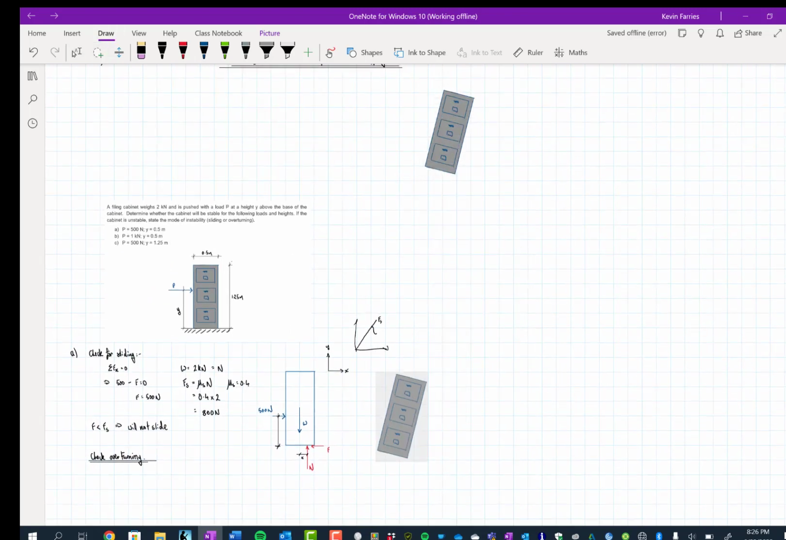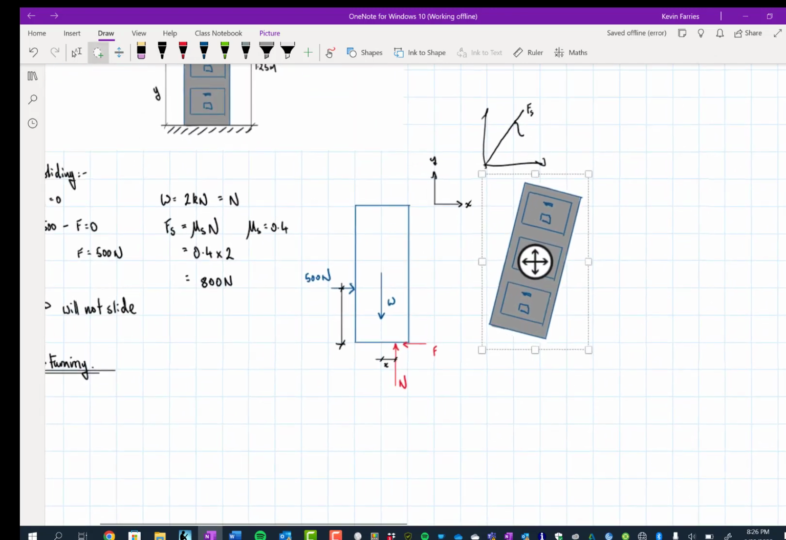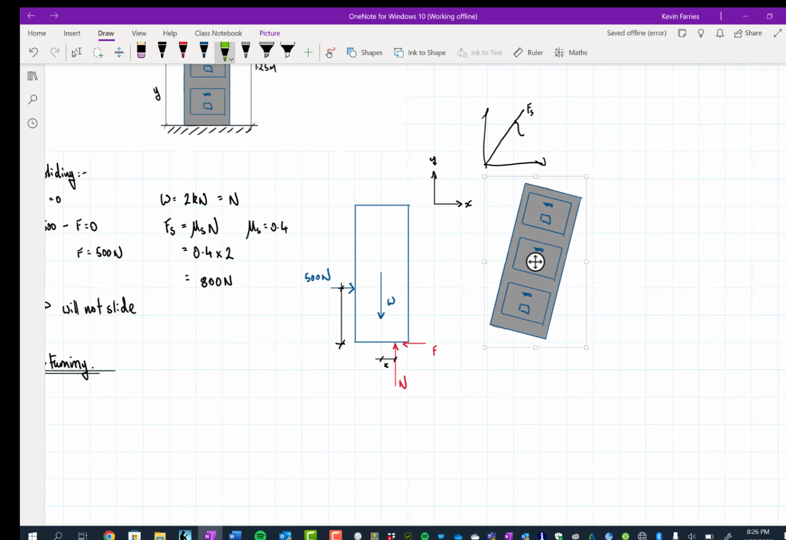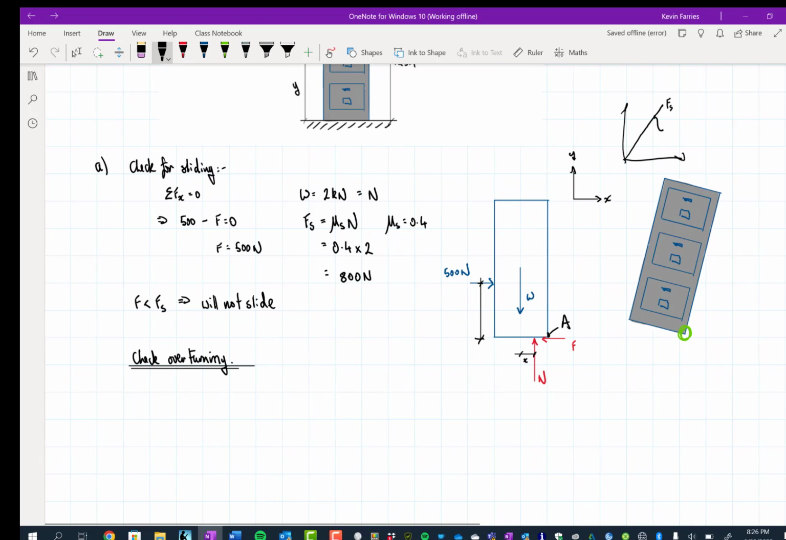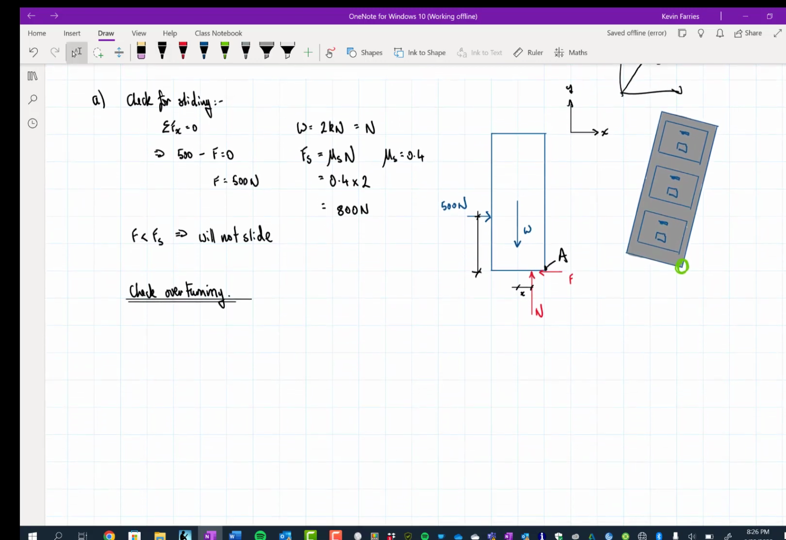So if this cabinet was going to overturn, it would overturn about this point here. Let me do it in green. So it would overturn about that point there. So what we do is we choose that point A, and then we check the moments, the restoring moments and the overturning moments about A. The overturning moment is going to come from the 500. The friction goes through A, it's at the base, so it's got no moment. So we're going to have 500 times its lever arm, which should have been 0.5.